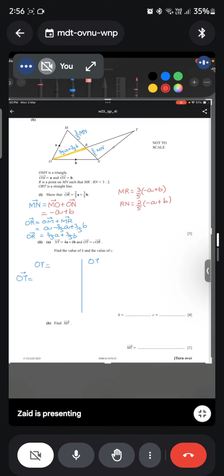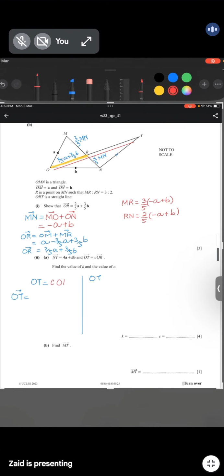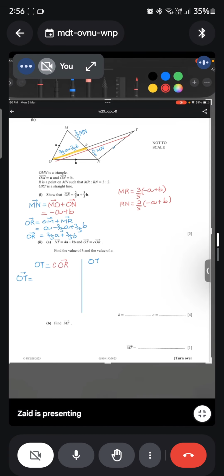Look, OT is basically a part of this. If I extend this, a part of OT is OR. So I can say OT multiplied by a constant will give me OR, because OR is the only known vector that's known to me. So it's 2 over 5A plus 3 over 5B. And OT is going to be ON plus NT.